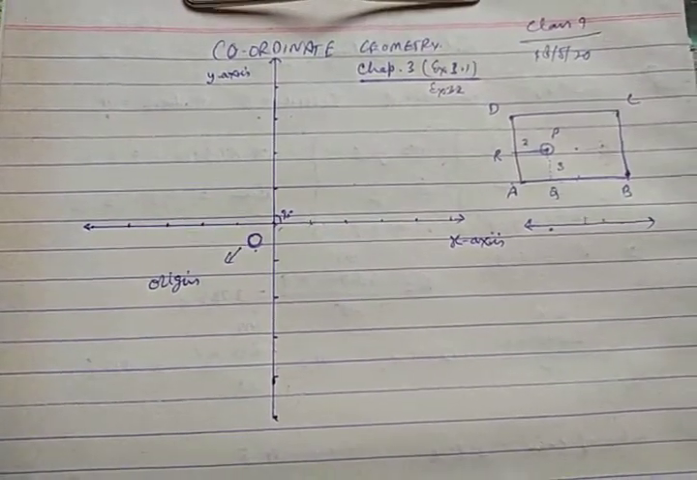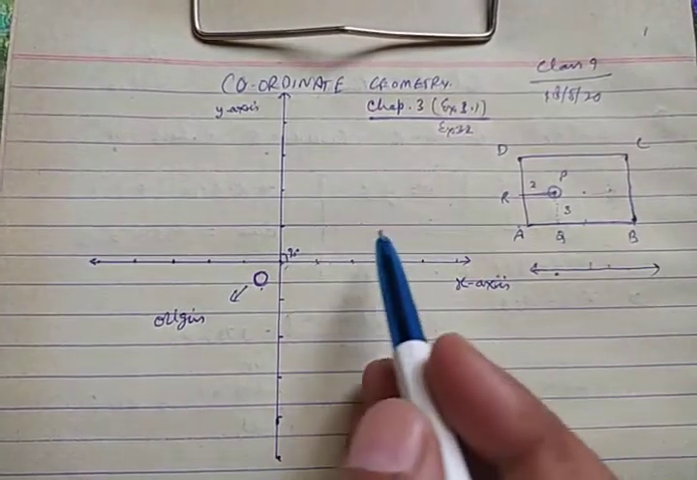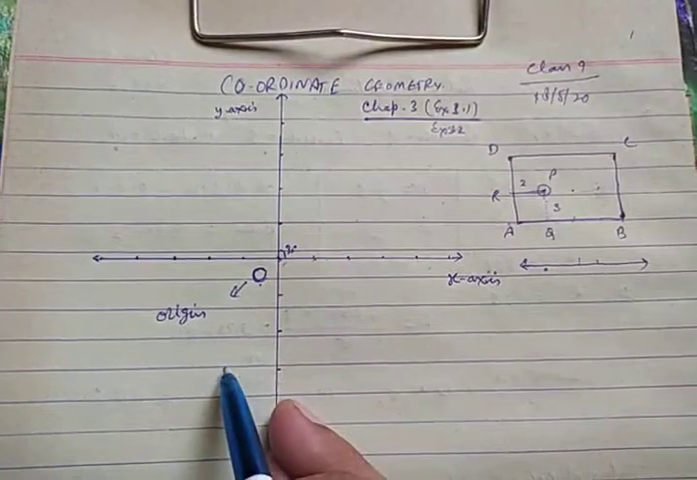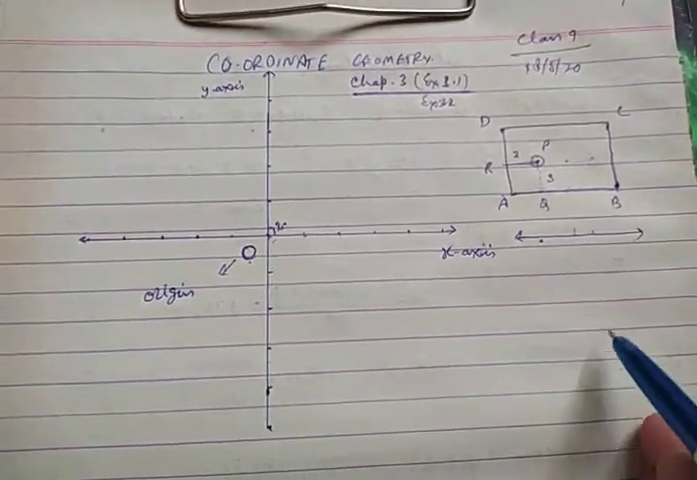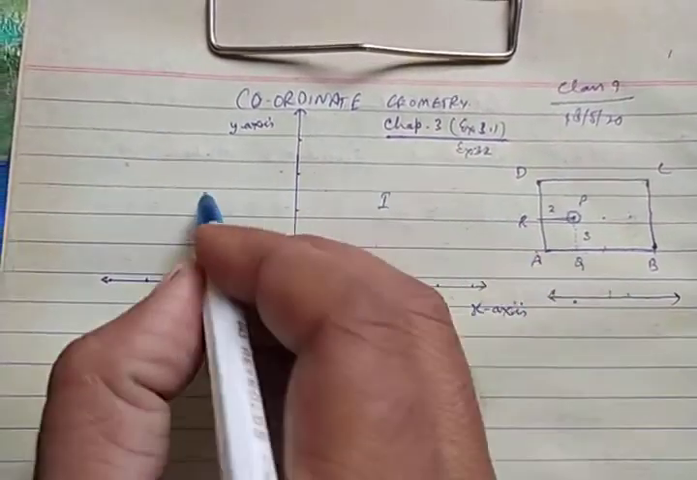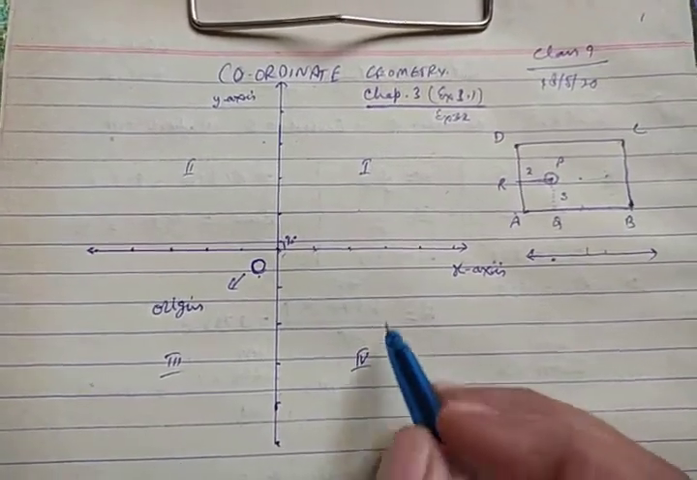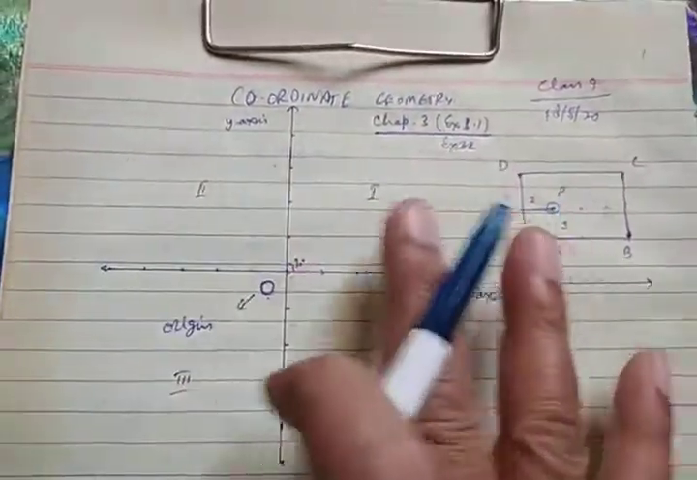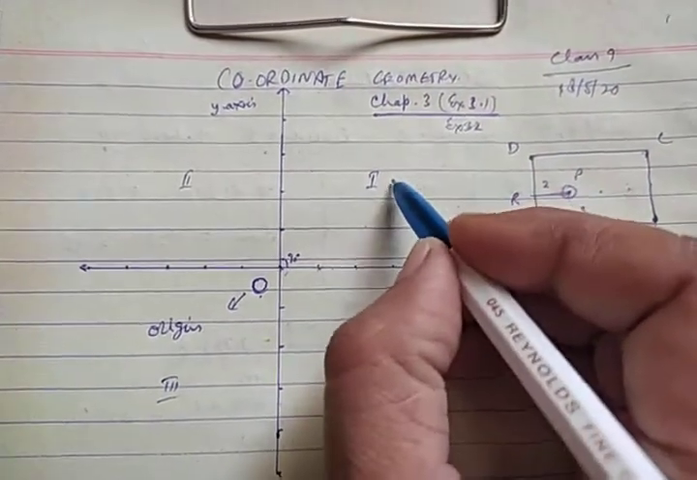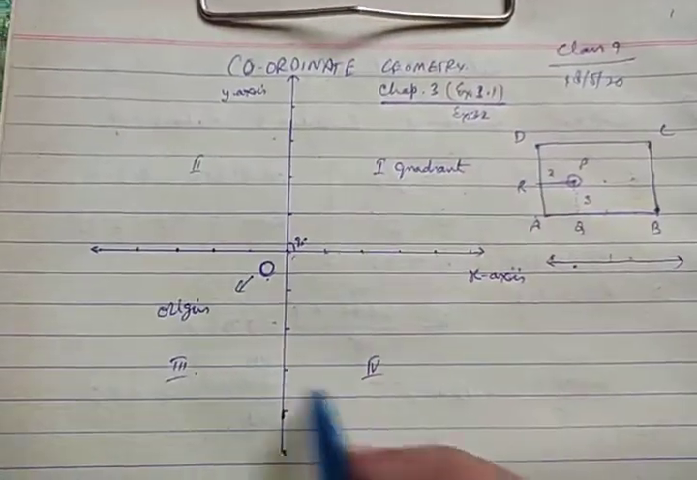1, 2, 3, 4, and it will be counted in this direction. This is called the anti-clockwise direction, the opposite direction of the movement of a watch. Then this is called the first, this is second, this is third, this is fourth, and the whole plane is divided into four parts. One part is called a quadrant. This is called the first quadrant, this is the second quadrant, this is the third, this is the fourth.